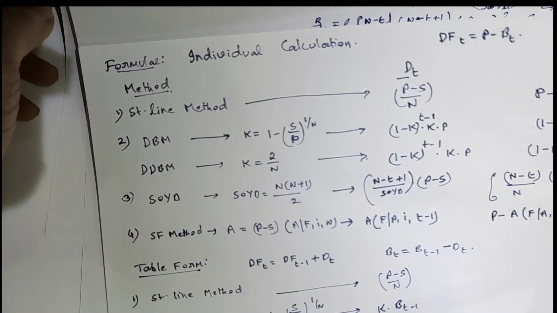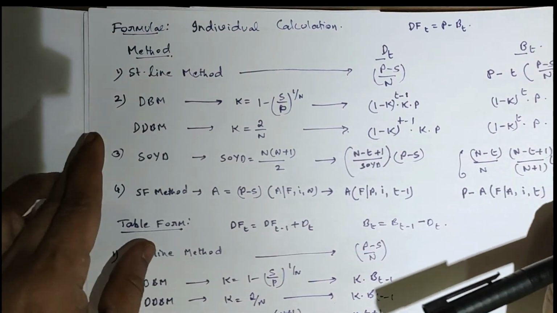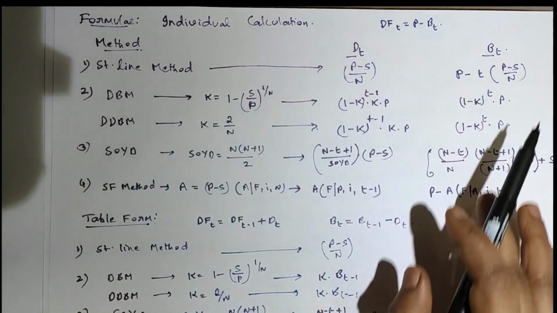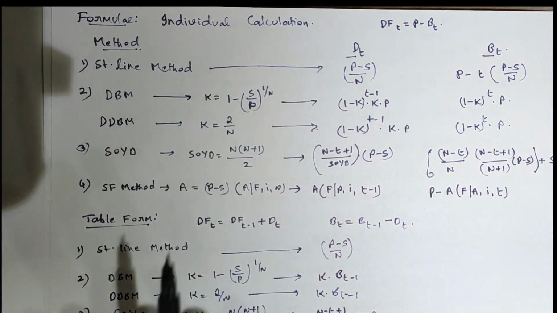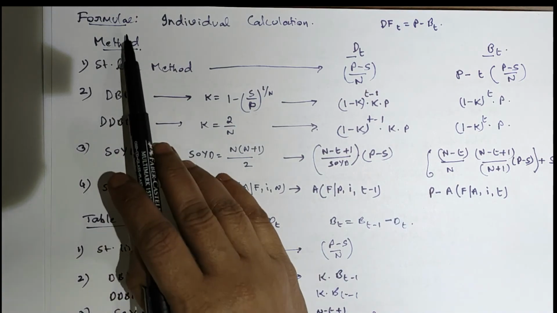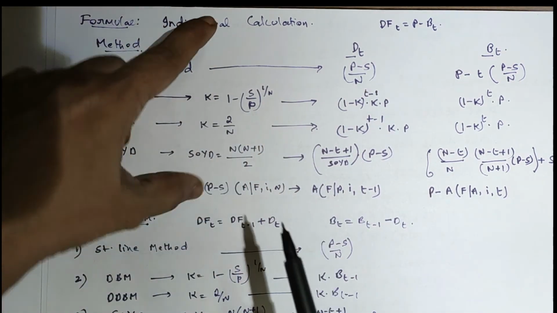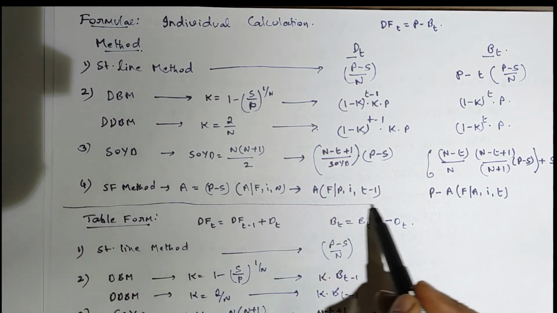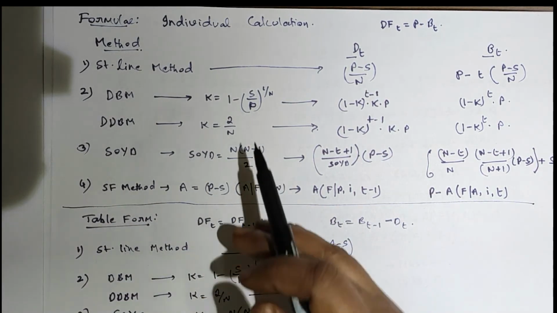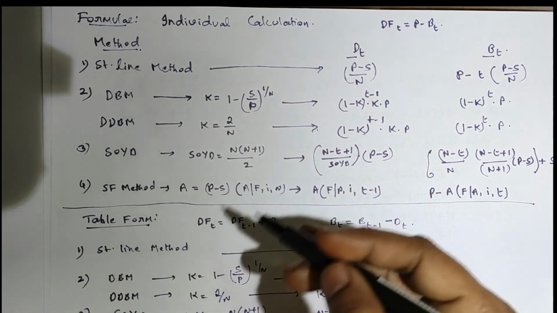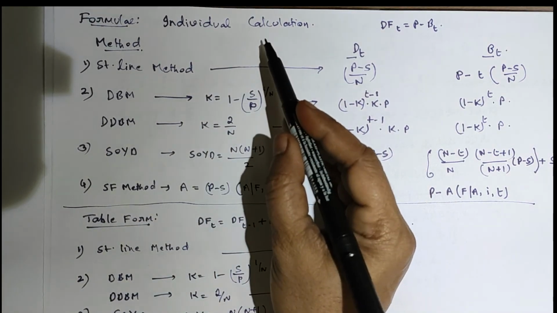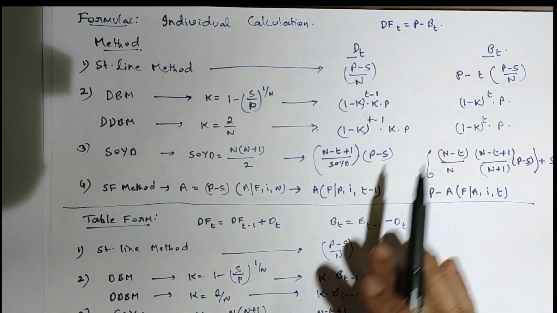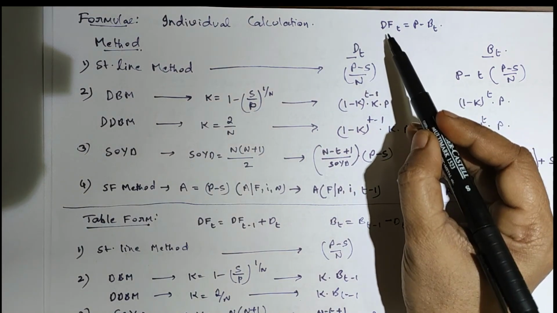Now I have written all the formulae at one place so that you can easily remember. This is the complete formula list required for depreciation. If you remember this much, it's more than enough. This part is for individual calculation, this part is for table form. Few of the things are common. So in individual calculation you have to remember formulae for DT as well as BT. Whatever is the method, you can apply this.